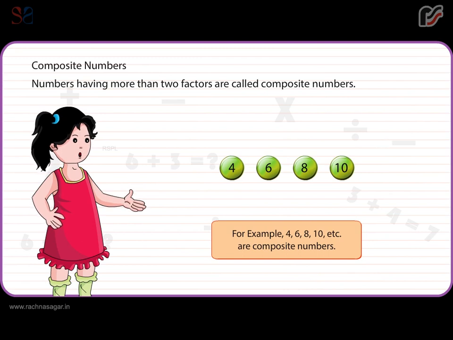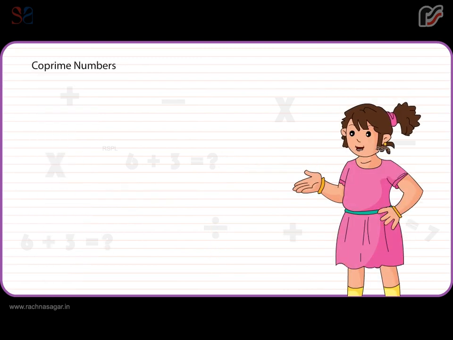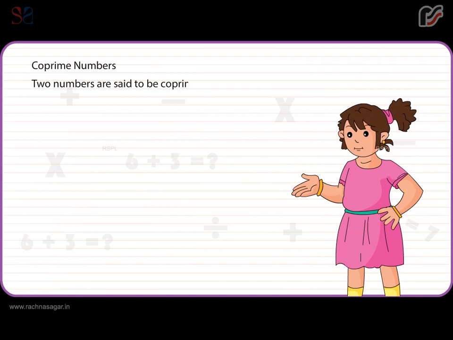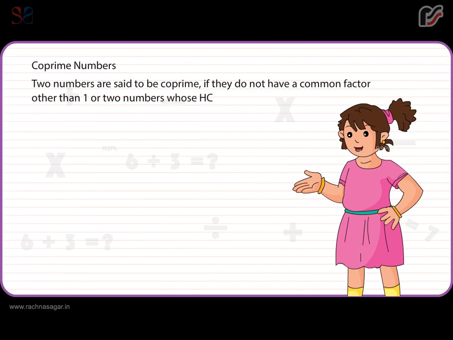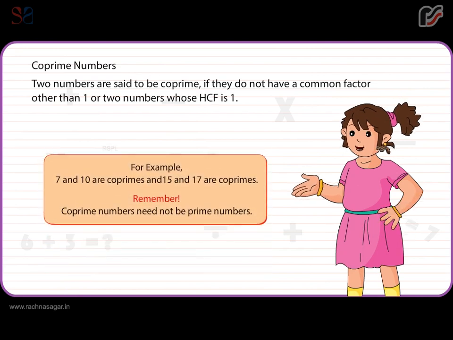are composite numbers. Co-prime numbers. Two numbers are said to be co-prime if they do not have a common factor other than 1, or two numbers whose HCF is 1. For example, 7 and 10 are co-primes and 15 and 17 are co-primes. Remember, co-prime numbers need not be prime numbers.